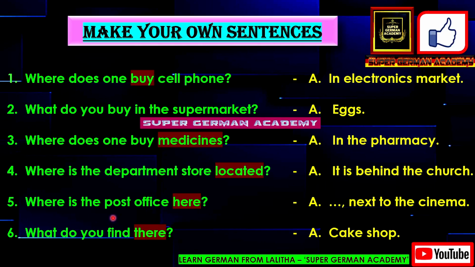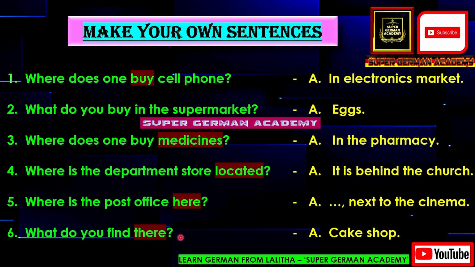Fifth one, where is the post office here? Here post office is Post in German and here becomes hier. And the question is where, that is wo. So where is the post office here means wo ist hier die Post. The answer is, you can write here the address, that is in which street it is, and suppose if you use the preposition then next to the cinema, that is neben dem Kino. Kino means movie theater, no?